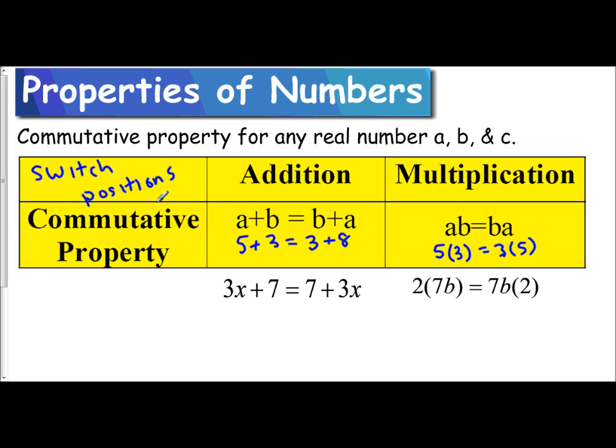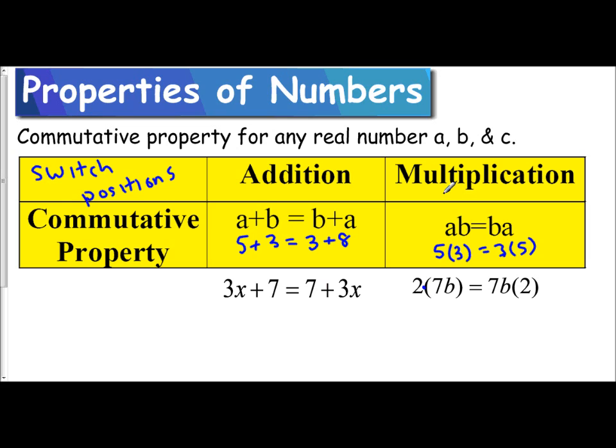The numbers switch positions. To distinguish between whether it's for addition or multiplication with the commutative property, you look at what you switch positions around. So if I look at 3x plus 7 is the same as 7 plus 3x, I see the 7 and the 3x change spots around a plus sign. So that's the commutative property of addition. 2 times 7b is equal to 7b times 2. The 2 and 7b switch positions around multiplication. So therefore, it's the commutative property of multiplication.